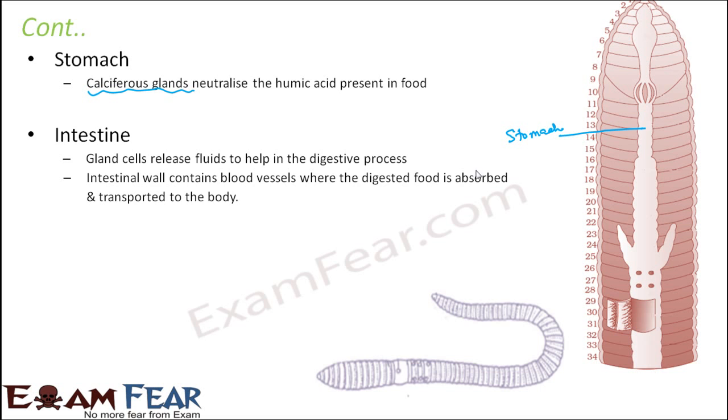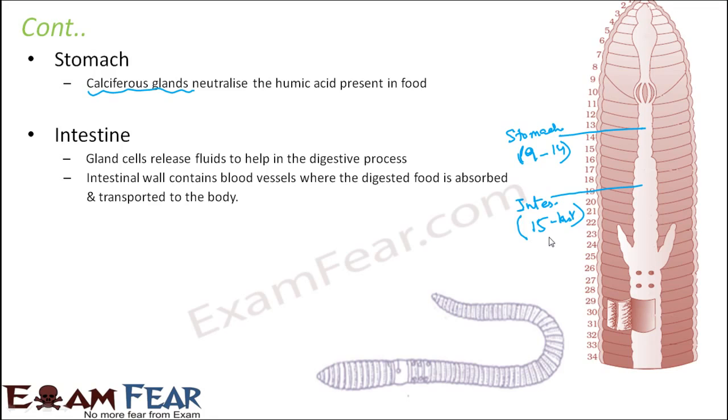After that, the food moves into the intestine. So intestine is this area. Now from which to which segment is the stomach present? Stomach occupies 9th to 14th segment. Not exactly 9th, I mean after the gizzard. So it occupies till the 14th segment, and intestine starts from 15th segment and it continues till last. After that, everything is intestine.